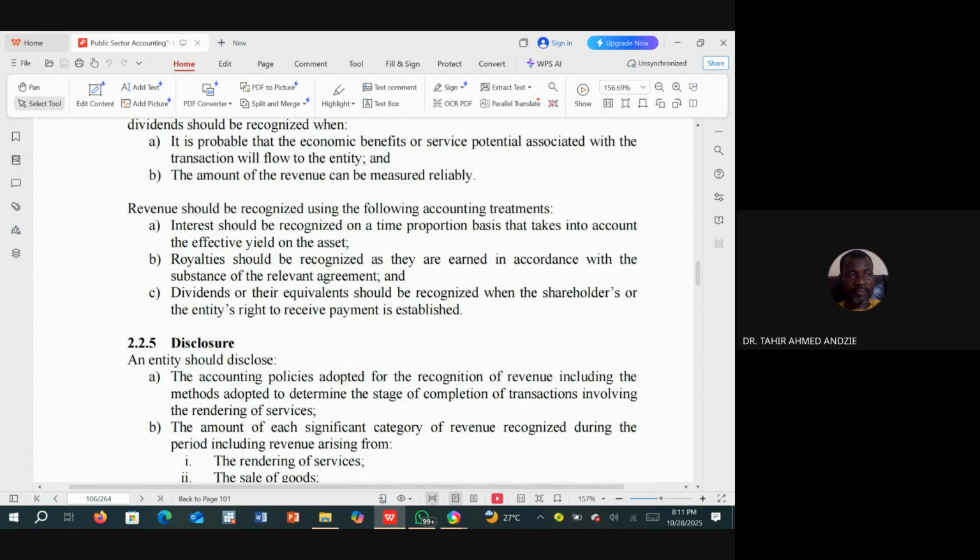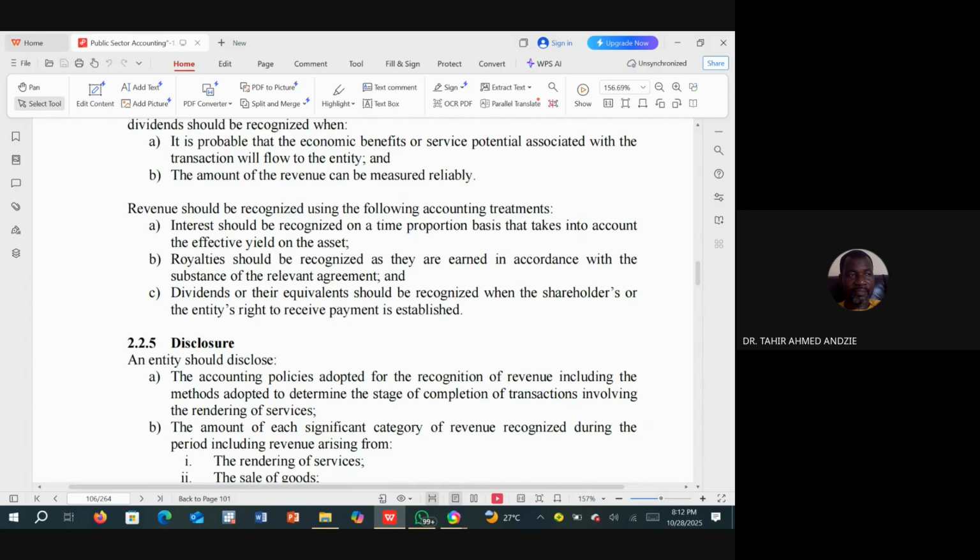So revenue should be recognized using the following accounting treatment. Interest should be recognized on a time proportion basis that takes into account the effective yield on the asset. For example, if the asset has been held for 5 years, then we charge the interest for every year. So every year you recognize that interest as revenue.